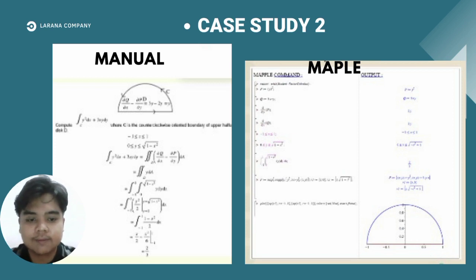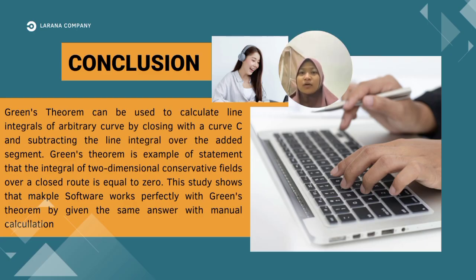That's all. The conclusion: I will conclude that Green's theorem can be used to calculate line integrals of an arbitrary curve by closing with a curve C and subtracting the line integral over the x segment. Green's theorem is an example of the statement that the integral of two-dimensional conservative fields over a closed route is equal to 0. This study shows that Maple software works perfectly with Green's theorem by giving the same answer as the manual calculation.